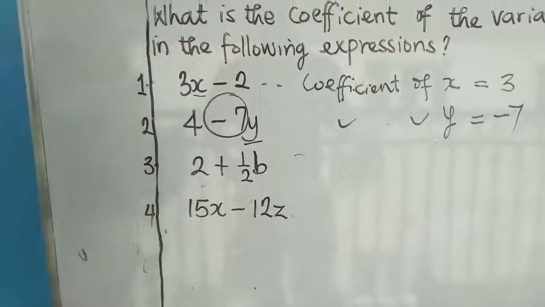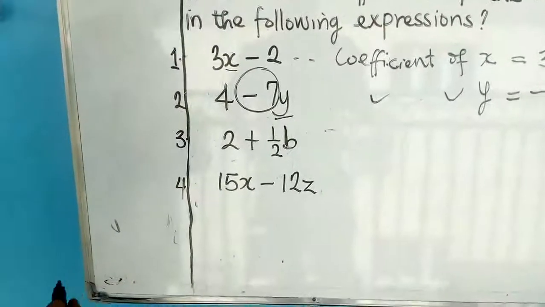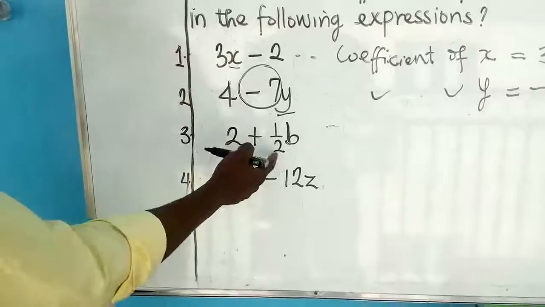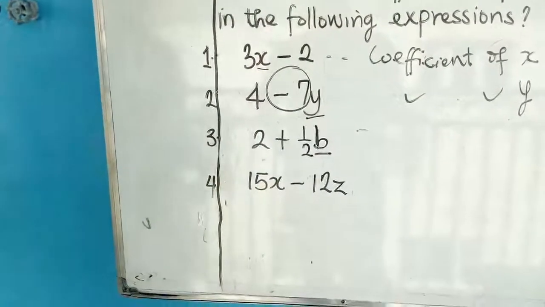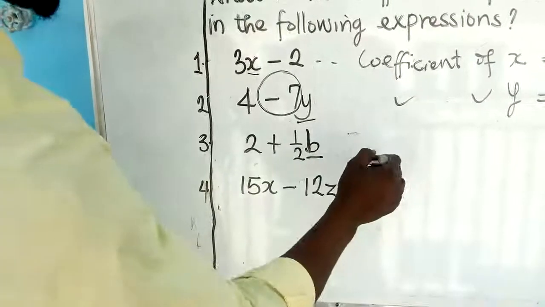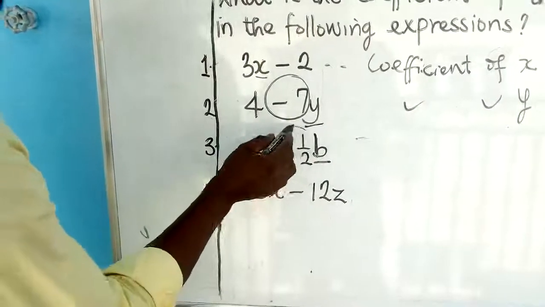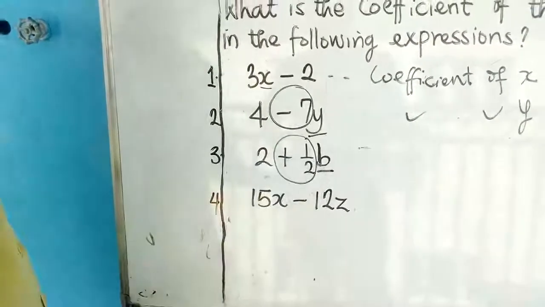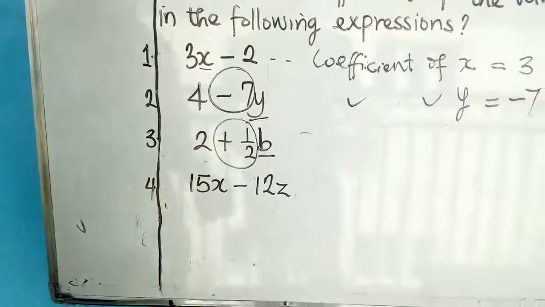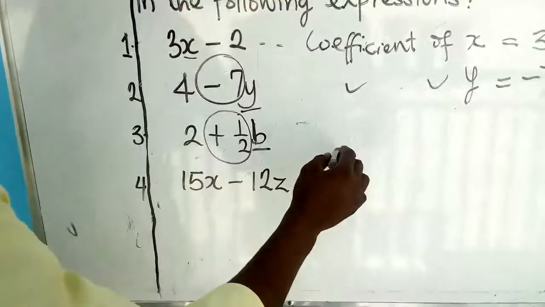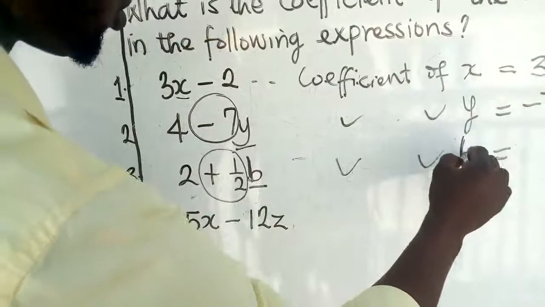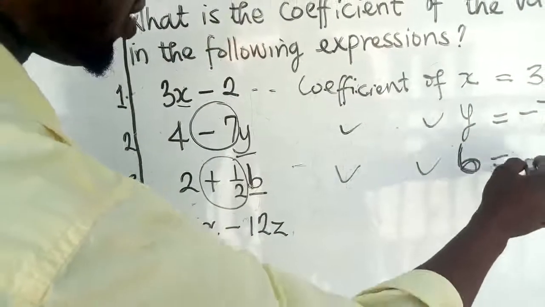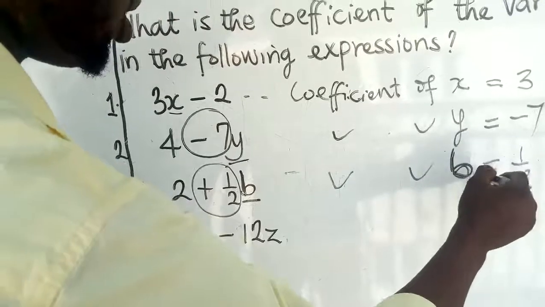Number 3. What's the coefficient of the variable here? The coefficient of the variable b is half. It is plus half, so we don't need to put the plus. If you like, you can put it, or just call it half. So the coefficient of b is half or plus half.